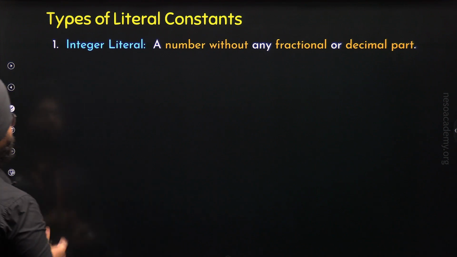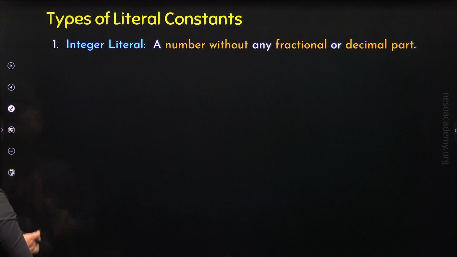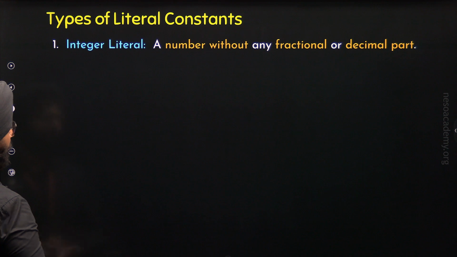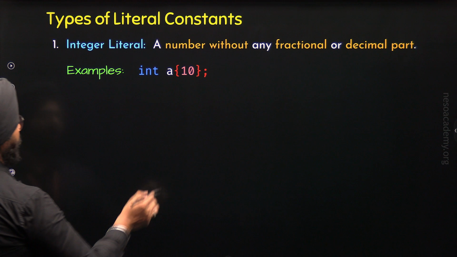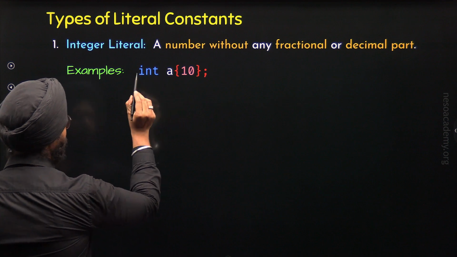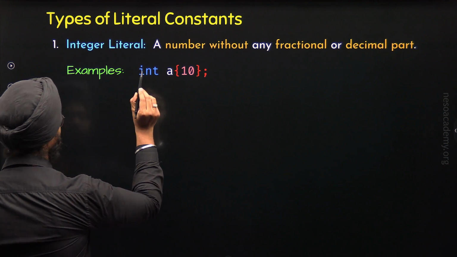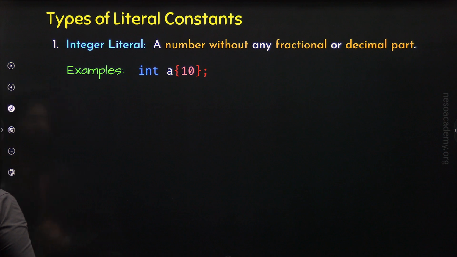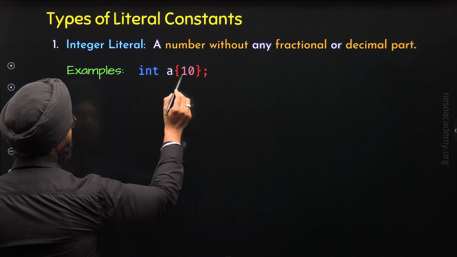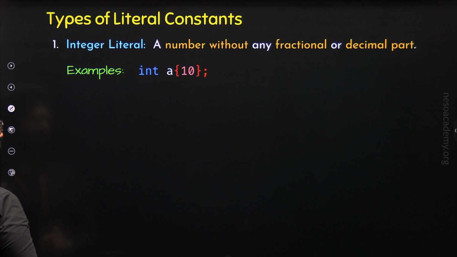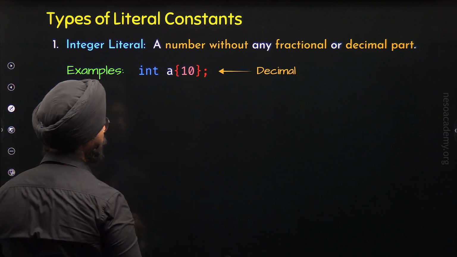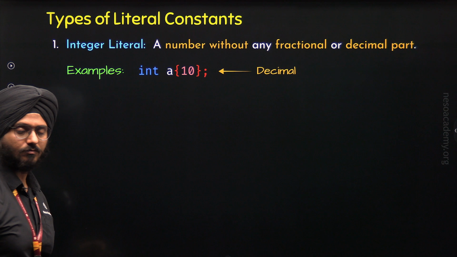The very first notation is the decimal notation. Through decimal notation, we can represent an integer literal. Let's take an example to understand this. Here I have defined this variable a, and the type of this variable is integer. Therefore, this variable can hold an integer. I have assigned this value 10 to this variable a.